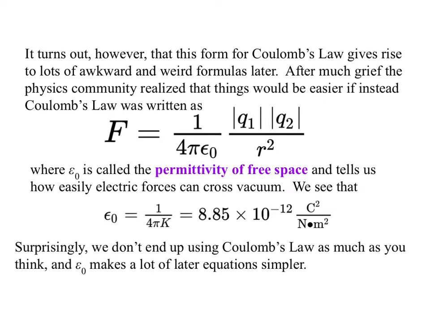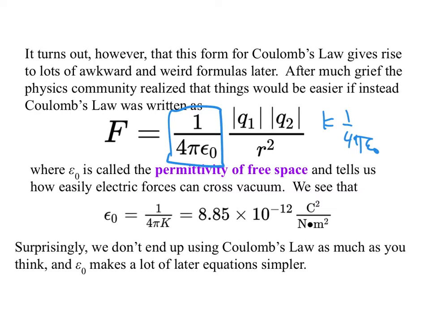And then it gets a little weird. It turns out, however, that the form we have for Coulomb's law gives rise to lots of awkward and weird formulas later, where that constant K shows up in bizarre and strange ways. After much grief, the physics community realized that things would be easier if instead we had written Coulomb's law as the force is 1 over this weird thing, 4 pi epsilon naught, times the product of charges over the distance squared. In other words, we have replaced K, a nice simple number, with this really strange thing. We write that K is going to be 1 over 4 pi epsilon naught.